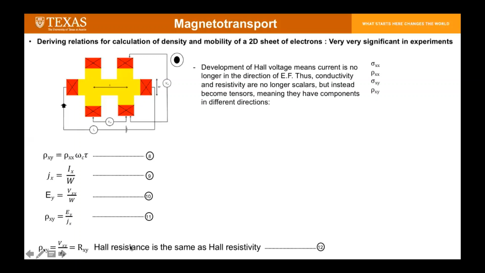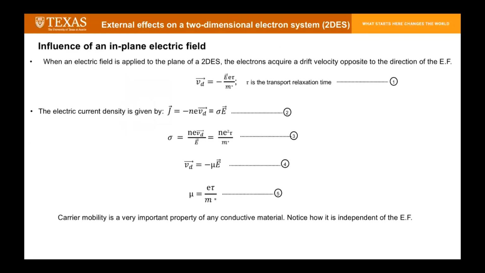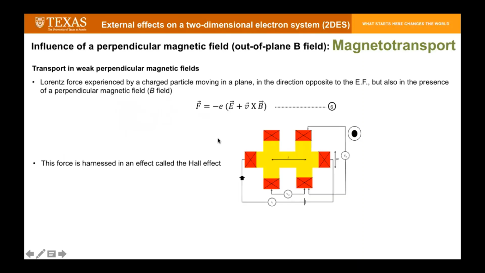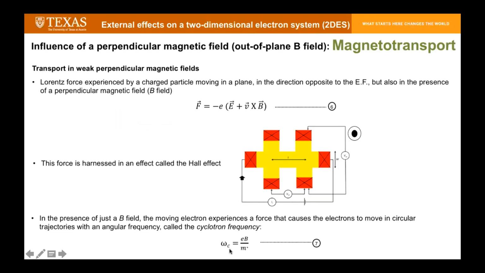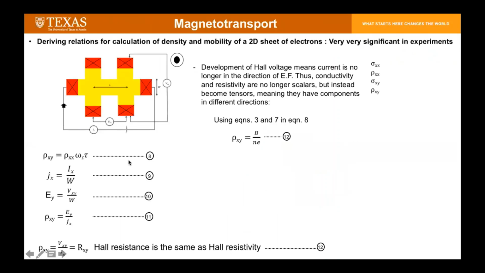So let's keep this aside for a second, and I'm going to use equation 3 and 7 in equation 8. Let's look at equations 3 and 7. Equation 3 is the definition of conductivity, and we reverse it to get the resistivity. Equation 7 is the cyclotron frequency expression. We substitute both of those equations in this equation over here. So we substitute the value of longitudinal resistivity and the cyclotron frequency, and we get an expression for the transverse resistivity.